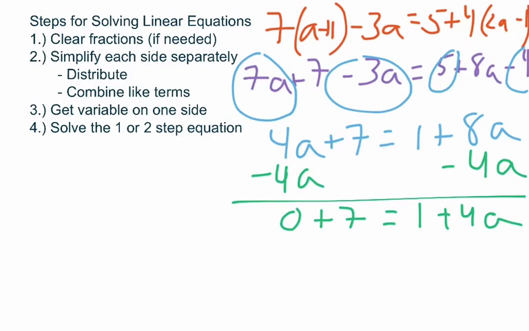Now, normally you would not write that 0. I don't actually want you to write the 0. I just want to emphasize that it's there. And then the last step, solve the 1 or 2 step equation.